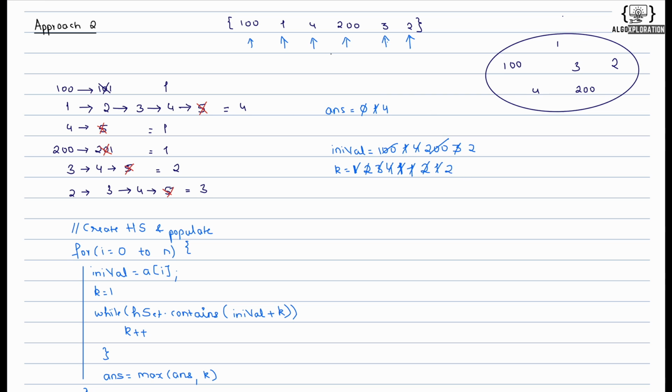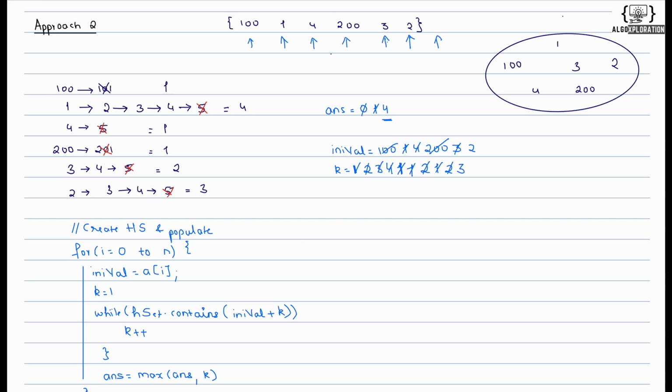Again increase the value of k, that will be now 3. Then check initial value plus 3, that is 5. Whether 5 is present inside the hash set? No, it's not. Okay, so we'll not go inside this while loop and simply we'll compare which one is greater, 4 or 3. We can see that 4 is greater, so I'll not update and I'll move forward. I is pointing to 6, we can see that no element is present, so we will be terminating this loop. Okay, and we are going to simply return answer. That will be 4.